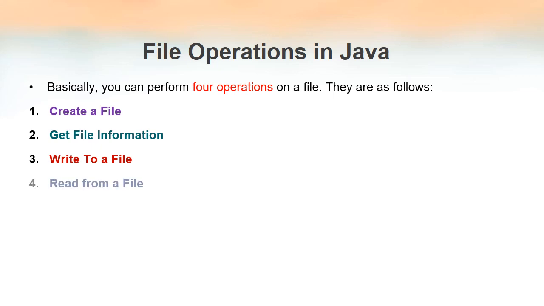And finally, read from a file. So we have a file and the file consists of some data. Suppose we want to read that contents from a file into a program, we have to perform this operation. So these are the 4 basic operations in Java. They are creation of a file, getting the file information, writing into a file, and reading from a file.